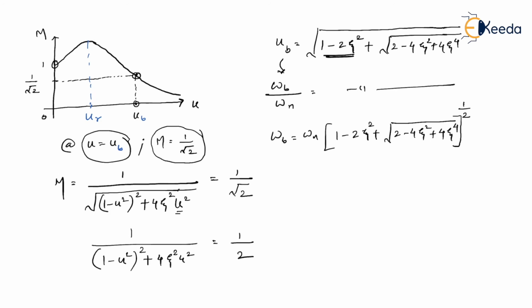So power is half, it means it is under root only. So this is the final expression for omega b. Of course, this relation, if you see, it is quite complex to remember.